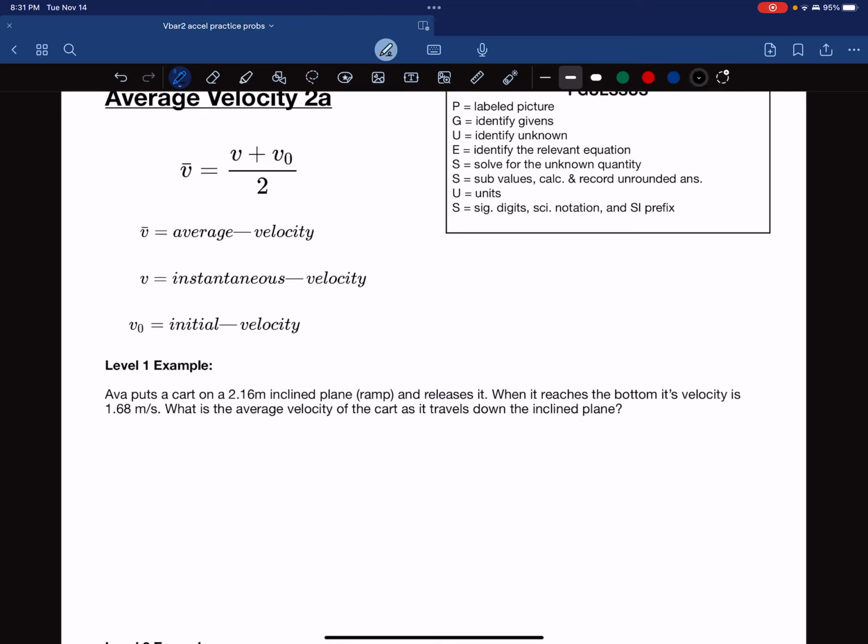In this scenario, we have Ava, who puts a cart on an inclined plane, like so. The cart is placed at the beginning, and it comes to the end. So we might be considering that there is a starting time, t0, an end time, and a time interval, like so. And we might imagine that there is an initial position, a final position, and a change in position.